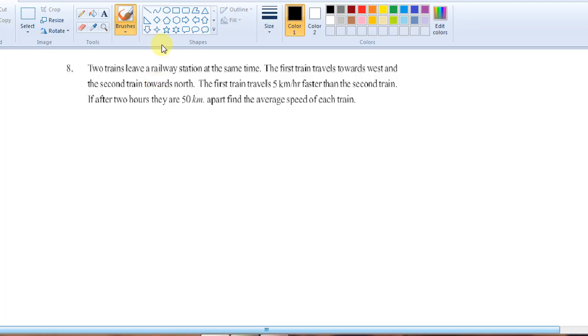Two trains leave a railway station at the same time. The first train travels towards the west and the second train travels towards the north. The first train travels 5 km per hour faster than the second train. If after 2 hours they are 50 km apart, then find the average speed of each train.